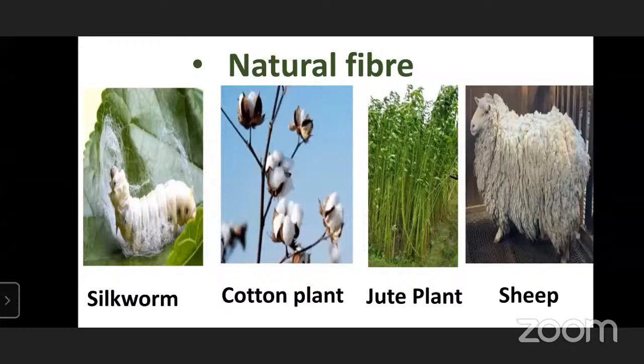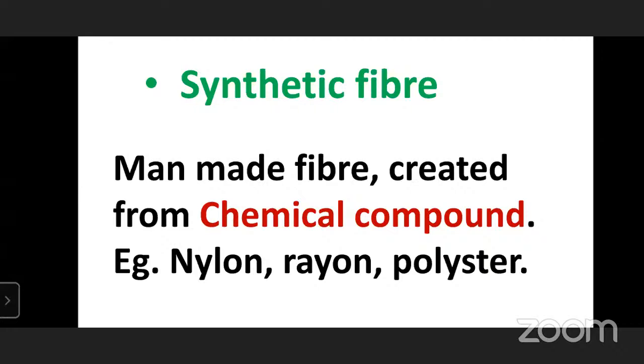Now, synthetic fiber. Man-made fiber created from chemical compounds. We use different types of chemicals. After that, we get the fiber. So this is man-made fiber because we have made it by using chemicals. There are some examples: nylon, rayon, and polyester. These are the types of cloth that are synthetic fiber.